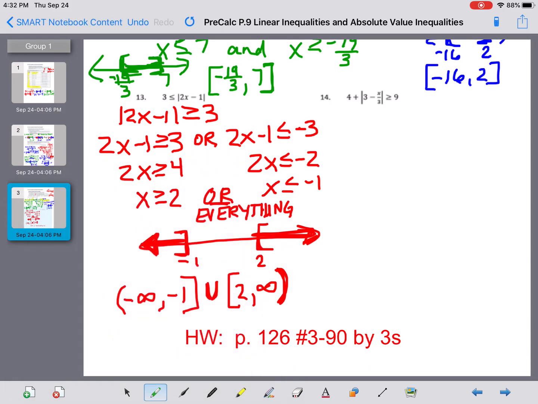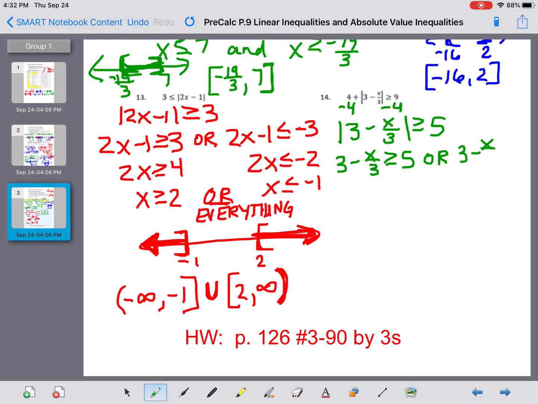Last one here. Once again, make sure your absolute value is by itself first, so I'm going to subtract 4 first. I have the absolute value of 3 minus x over 3 is greater than or equal to 9, okay? Or I could do my subtraction like I just told myself, and how about we make it 5? All right, so now I'm going to try to do my split. This is my official inequality that I do the split off of now. So I get 3 minus x over 3 is greater than or equal to 5. It's greater, so it's or. 3 minus x over 3 is less than or equal to negative 5.